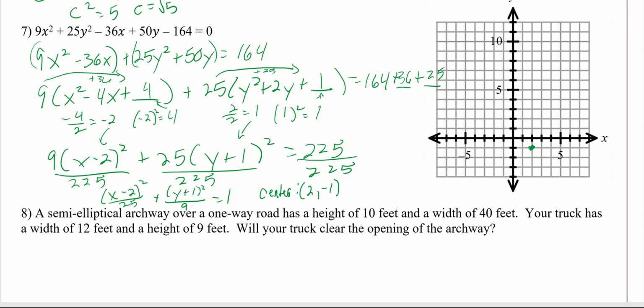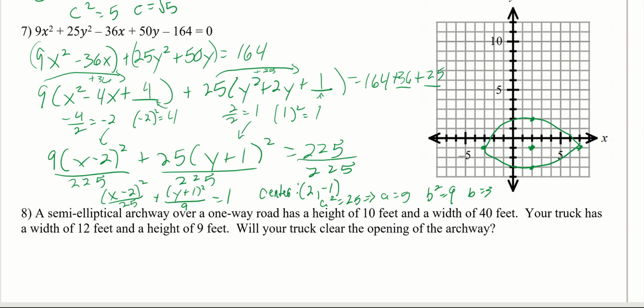So in the x direction, my a value is squared, so that's 25. So a is equal to 5. So go 5 in each direction here. Wall-bam, wall-bam. Hopefully I counted that right. And then in the b, that is going to be 3 in each direction. So 1, 2, 3, 1, 2, 3. There is my beautiful ellipse.